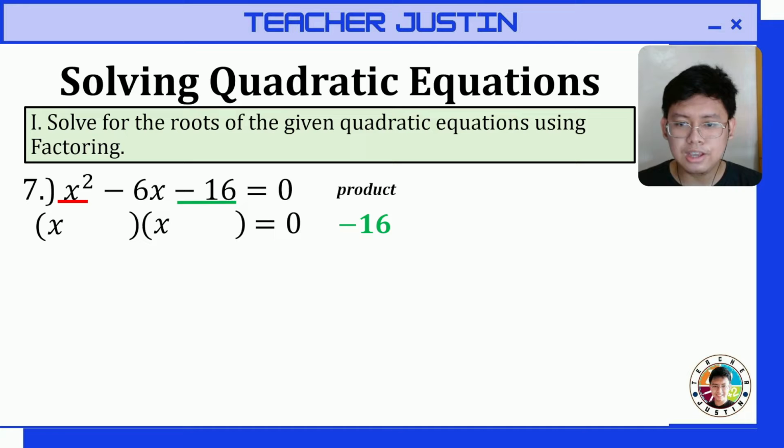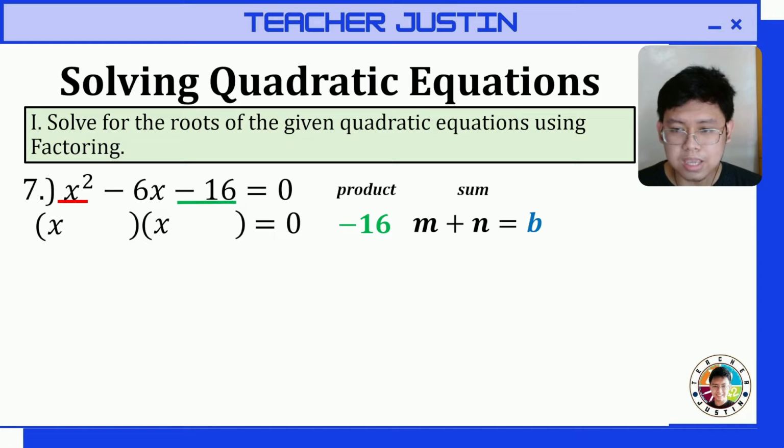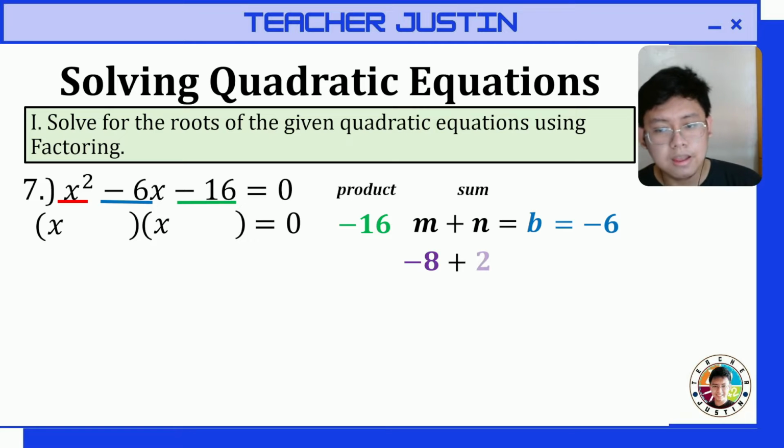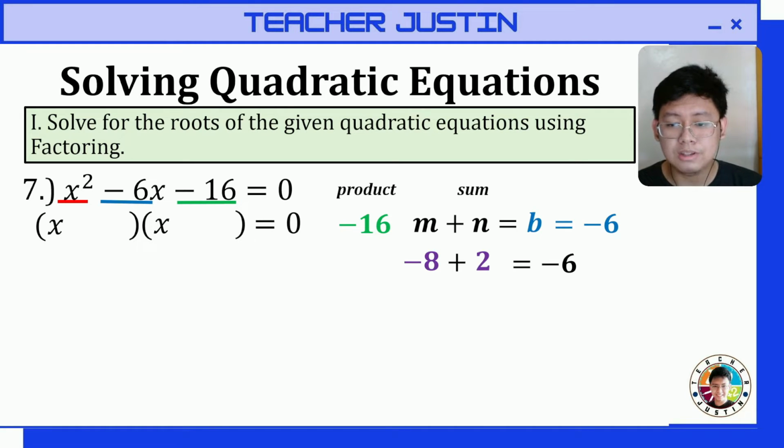Tapos, maghahanap tayo ng factors ni negative 16 na pag inad natin, it is equal to b. And our b is equal to the middle term, which is negative 6. Ayan. So, hanap tayo ng factors ni negative 16 na pag inad natin, equal to negative 6. So, the factors of negative 16 will be negative 8 and 2. Okay, so we have negative 8 times 2, that will be equal to negative 16. Pag inad natin, it is equal to negative 6. So, nakuha na natin yung factors na hinahanap natin. So, kopyahin natin si negative 8 and si positive 2.